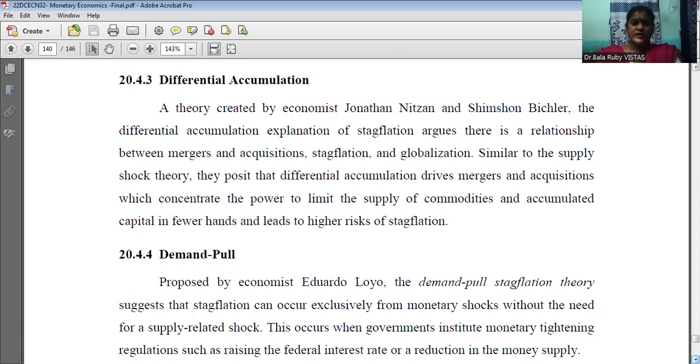These two economists, the differential accumulation explanation of stagflation argues that there is a relationship between mergers and acquisitions, stagflation and globalization. Similar to the supply shock theory, they posit that differential accumulation drives mergers and acquisitions, which concentrate the power to limit the supply of commodities and accumulated capital in fewer hands and leads to a higher risk of stagflation.